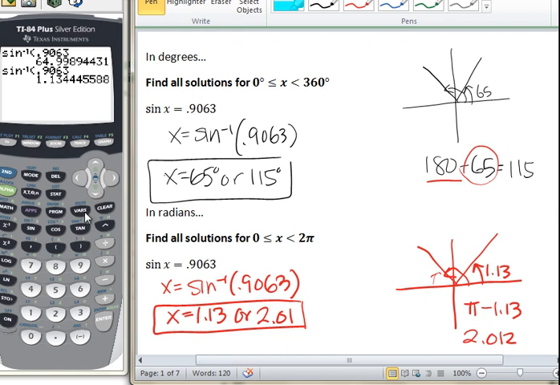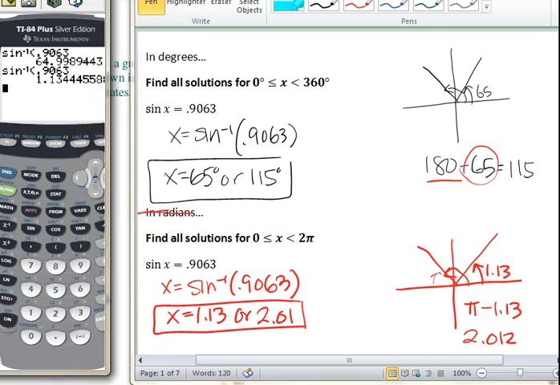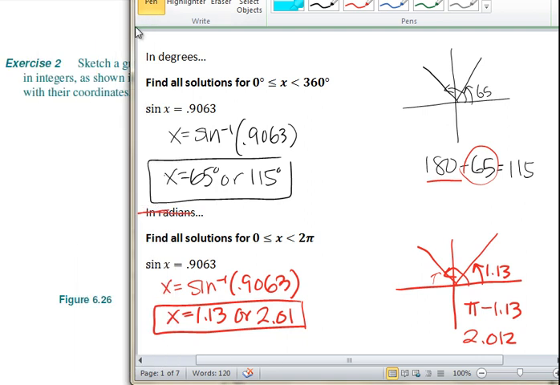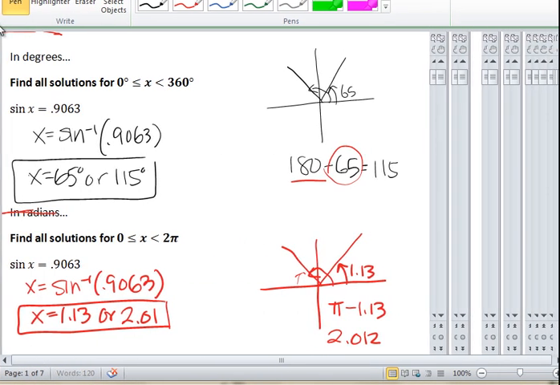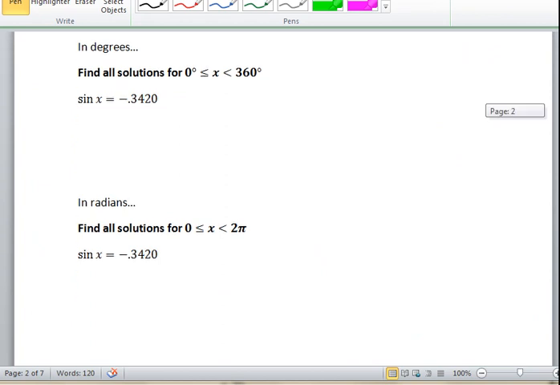But I'm going to go through now, and I'm going to assume that you know how to use your calculator and change all the different modes. So let me minimize that and make my window a little bit bigger, and let's go on and do some more problems. In degrees, I want to find all solutions for sine x equal to negative 0.3420. Sine is negative in quadrants 3 and 4, so that's where I'm going to assume my answer is.